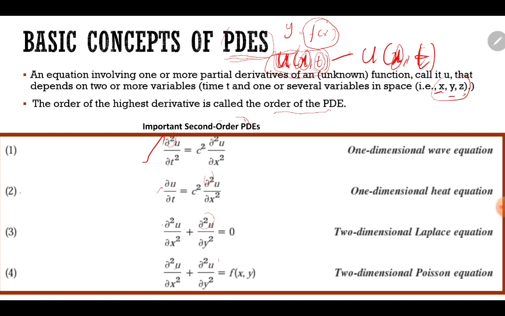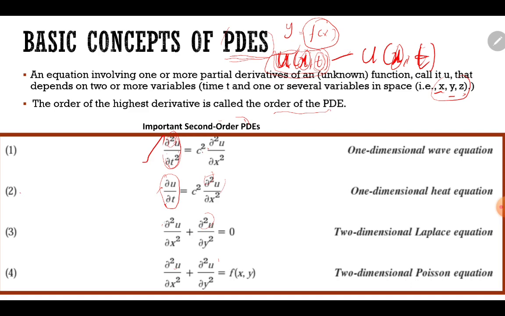What is the difference between these two? Can you see any difference? It seems there is no difference. del square u, dt square. Oh, there is a difference. So the difference is that for the wave equation, we have del square u over dt square, and for the heat equation it is just du over dt. The right hand side is the same.